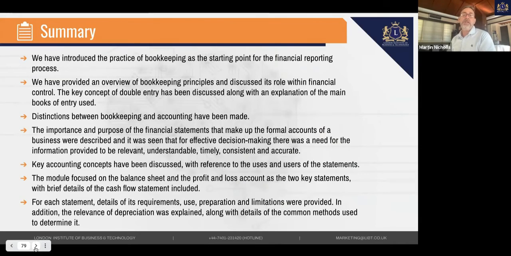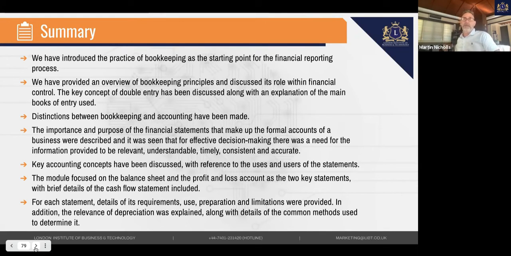So this really is the final part of this particular section. What have we done? We've introduced the practice of bookkeeping as a starting point for financial reporting. We've looked at bookkeeping principles and discussed the role within financial control. Remember the discussion about financial management and accounting management that we've been talking about. We've talked about the concept of double entry, the balance sheet. We've talked about the distinctions between bookkeeping and accounting.